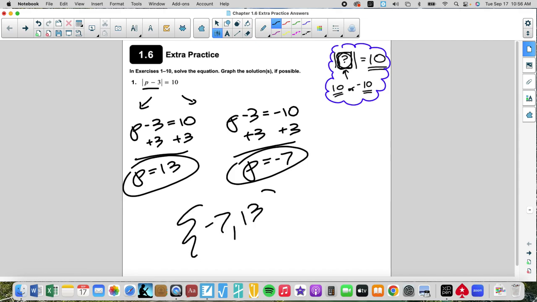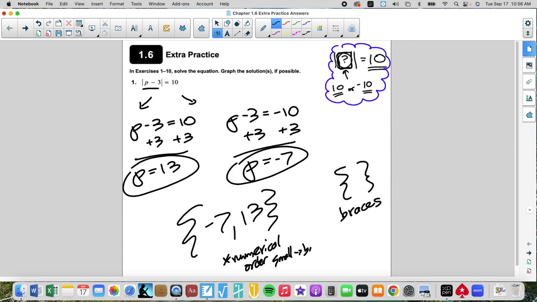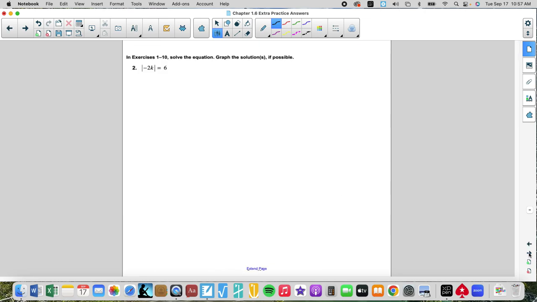And when we write our solutions, we write them with braces. These are called braces. And we write them in numerical order. Very important that we write our solution set in numerical order, and numerical order is small to big. Very important. We all have the same solution set.